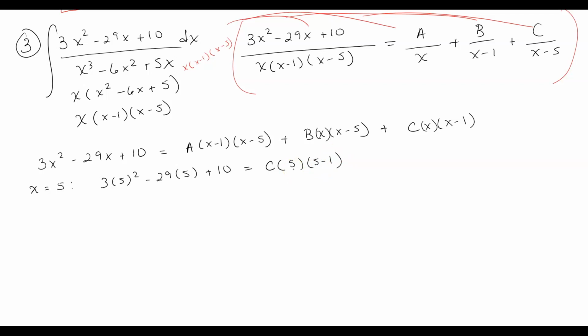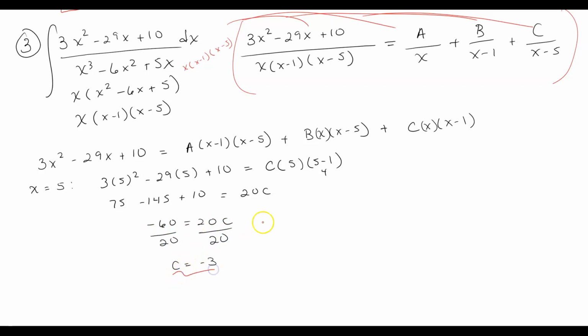All right, so you probably have a calculator handy or something. 5 squared is 25 times 3, 75 minus 29 times 5. So let me just write this out for you. I'm doing mental math. 75 minus 45 plus 10. You do that math, and over here you have 5, and this is 4. 5 times 4 is 20, so 20c. 75 minus 45, negative 70 plus 10, negative 60 equals 20c. So you divide both sides by 20. So what does c equal? In this first case, negative 3.